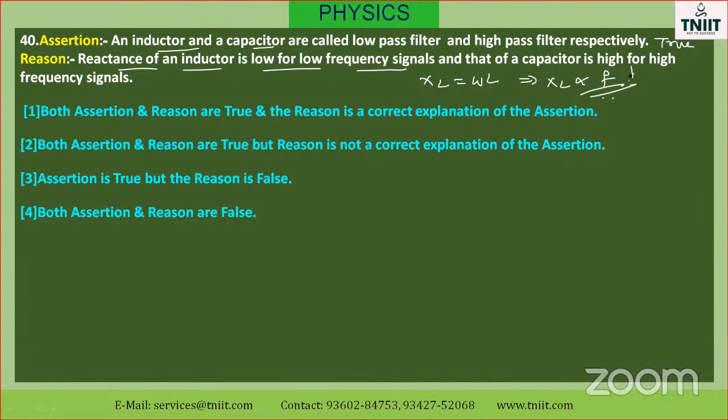But please remember, the frequency of AC will not affect much because the frequency of AC is constant, that is 50 Hertz. We cannot decrease or increase the frequency of the AC signals. So the reason is false, the assertion is true. So option 3 is the right answer. Reactance depends on inductance and capacitance value. Frequency of AC is constant, 50 Hertz.